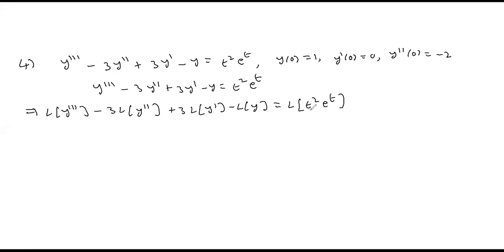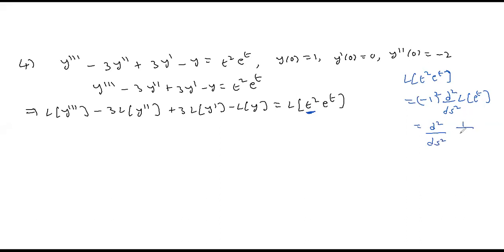Now, if you observe, this is the multiplication by t property. So, Laplace of t square into e power t, what does the multiplication by t property say? It is (minus 1) whole square into the second derivative d square by ds square of Laplace of e power t.